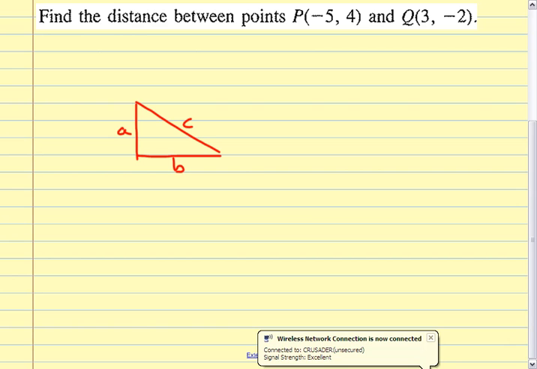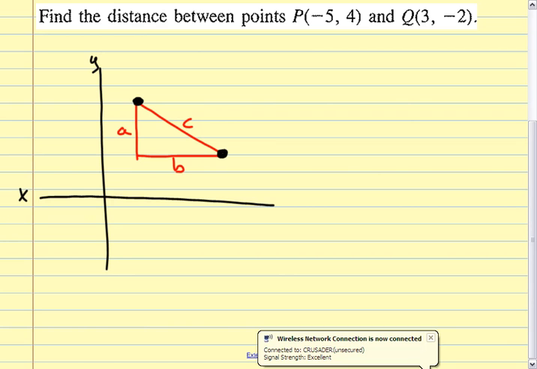Okay? Now, what we're going to do is, let's say that this is actually a graph. Here's the x-axis, here's the y-axis. Okay? And I want to find the distance between these 2 points. Now the problem with finding the distance between the 2 points is that it's a diagonal. I can't just count numbers, right?